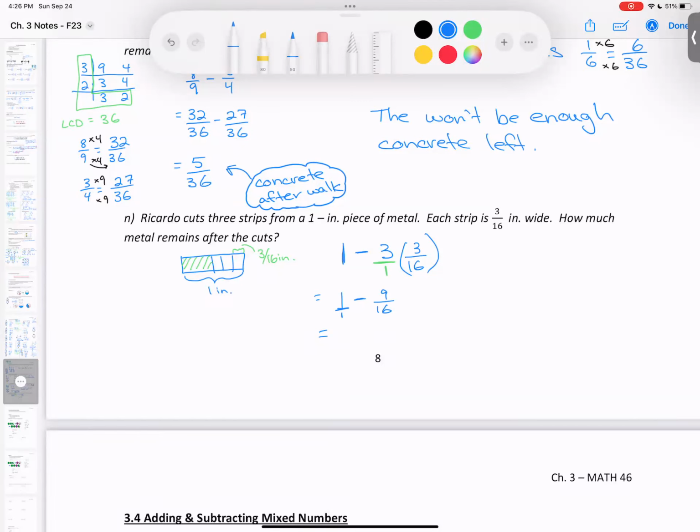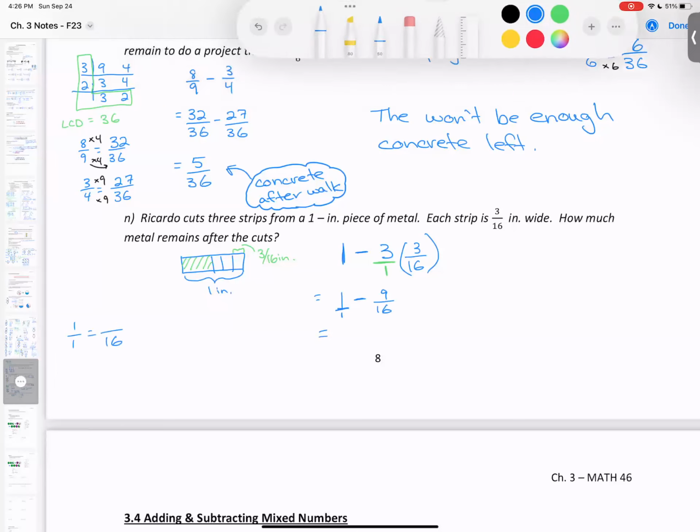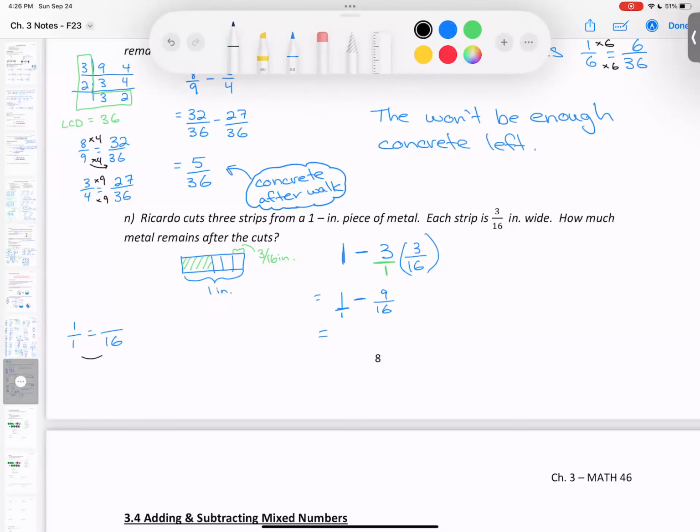In other words, we want to express that whole number, that 1, as some number over 16. And if we think about that, 1 over 1 is some number over 16. Well, we had to multiply by 16. So that's what we want to multiply by on top. And that makes sense, right? Because if you had 16 pieces of something and you have all 16 pieces, that means you have one whole thing. So we have 16/16 minus 9/16.